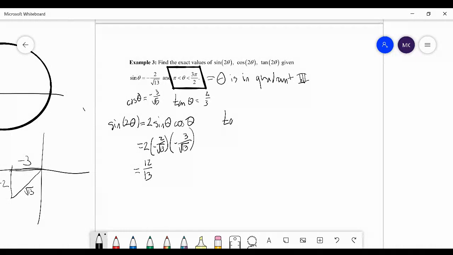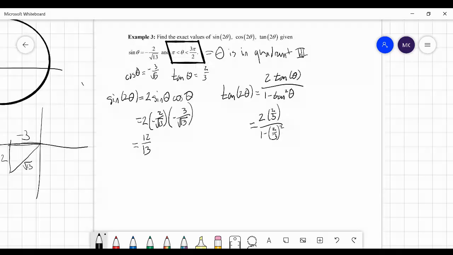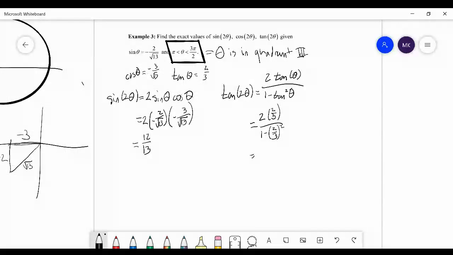Now let's do tangent. Tangent of 2 theta. And just following the formula, right? Keep this simple. We don't want to overcomplicate our lives. So that means that this is 2 tangent of theta over 1 minus tangent squared of theta. We have 2 times 2/3 over 1 minus 2/3 squared. Do some fancy mathematics, simplify that, we end up with 12 fifths.